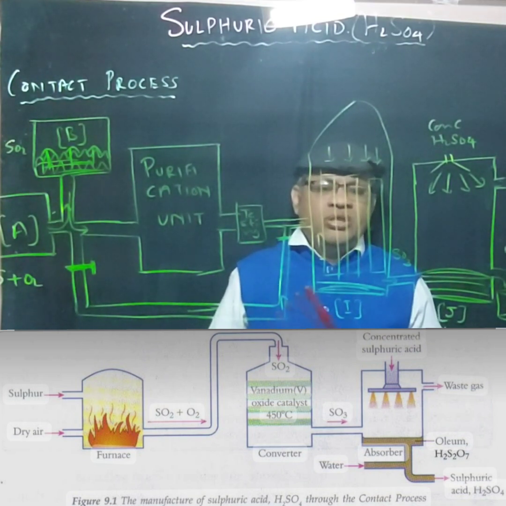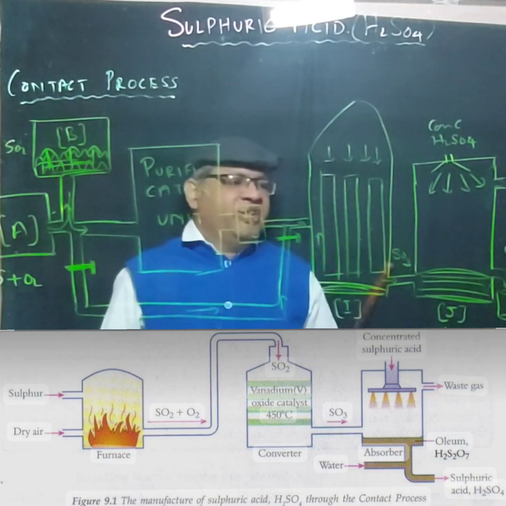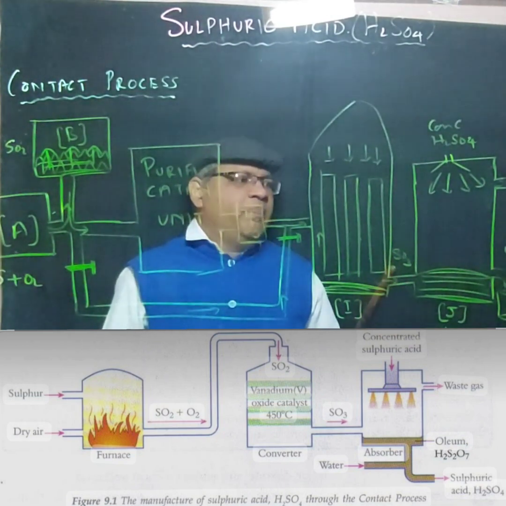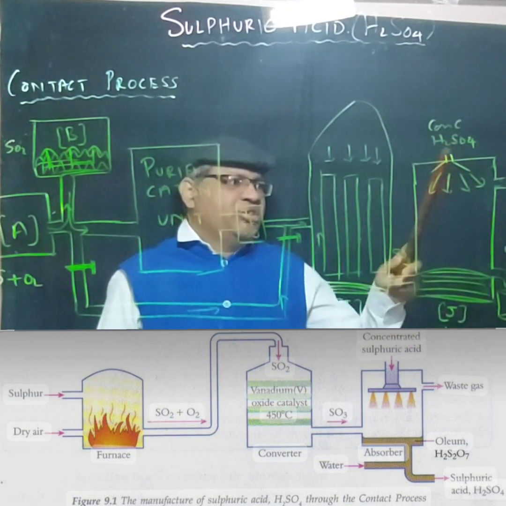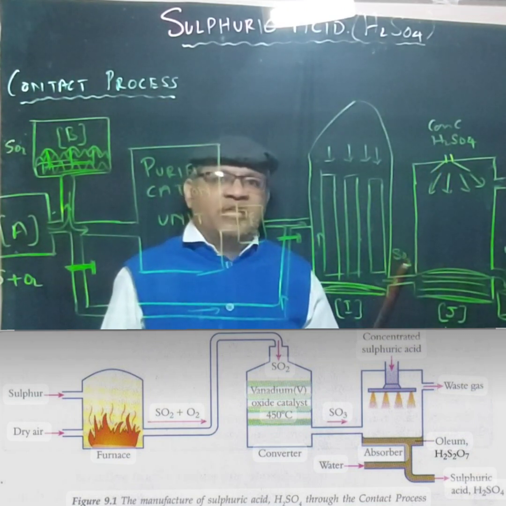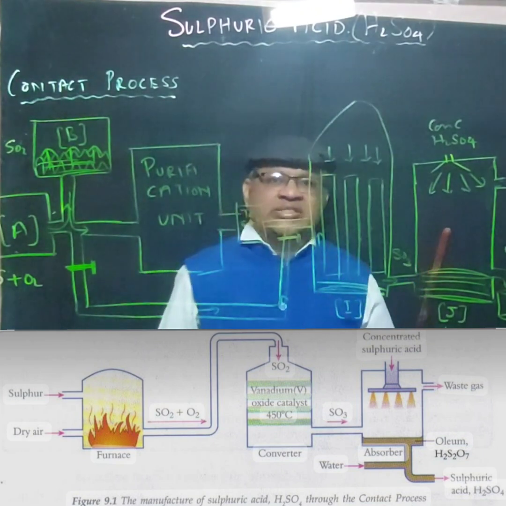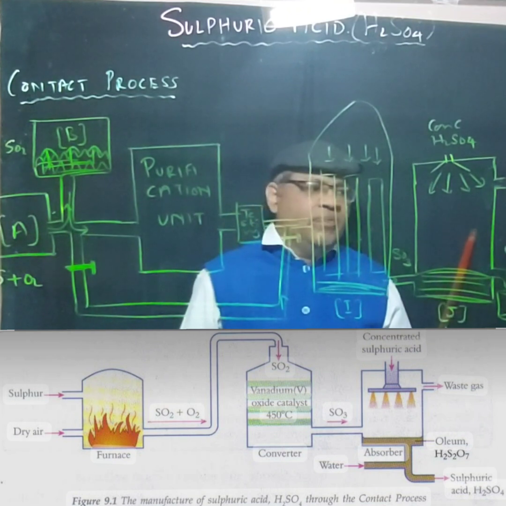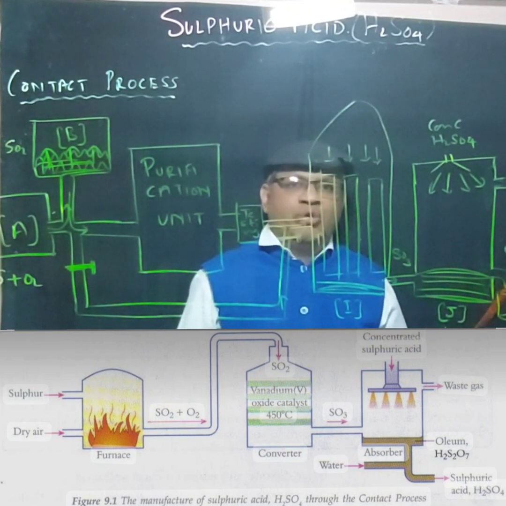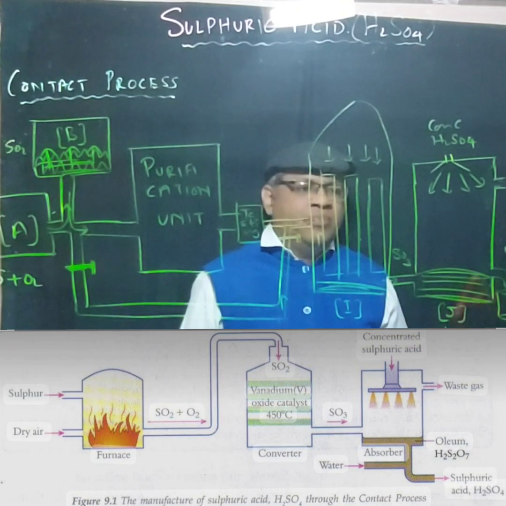Then after that, the sulfur trioxide, when it is produced, is passed through concentrated sulfuric acid. Concentrated sulfuric acid is sprinkled on top. Then sulfuric acid reacts with the sulfur trioxide to form pyrosulfuric acid, H2S2O7, pyrosulfuric acid or oleum. Then when it is added to the requisite amount of water, we get sulfuric acid. Now directly we can add water to the sulfur trioxide and get sulfuric acid, but then this sulfur trioxide is highly soluble in water.